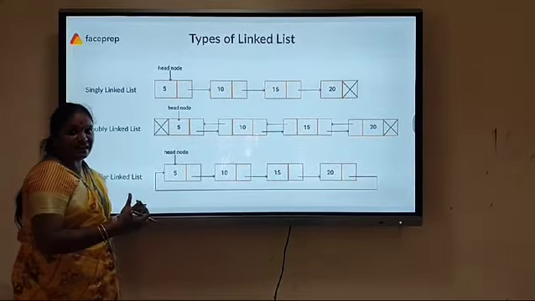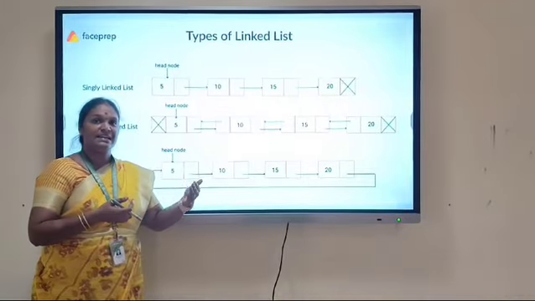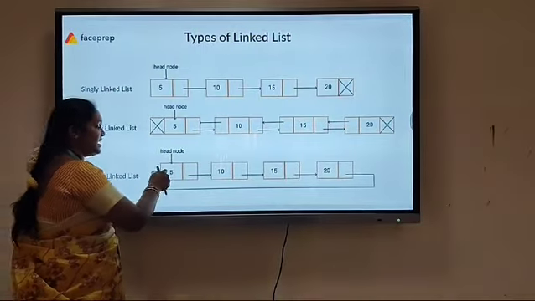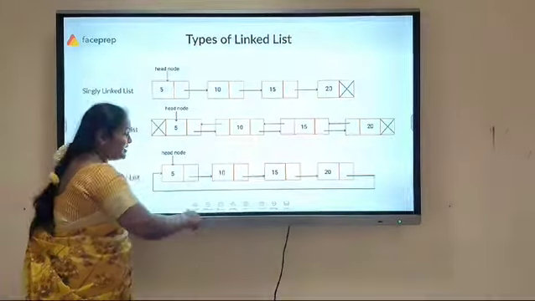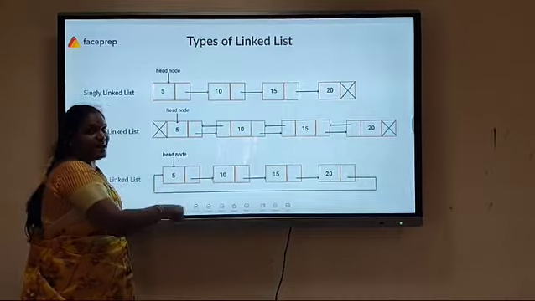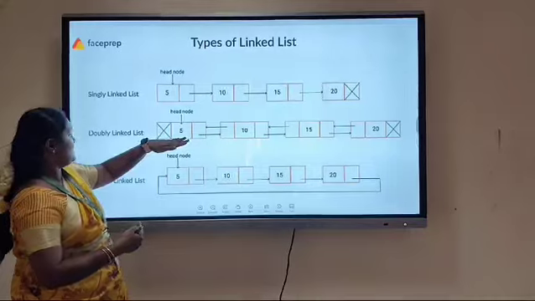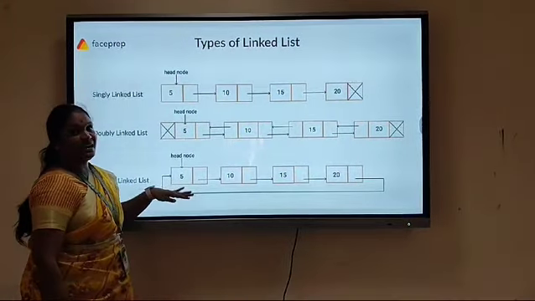What is meant by a circular linked list? The difference between the singly linked list, doubly linked list, and circular linked list is that in the circular linked list the ending point connects back to the starting point. They have no ending point. That is the difference between the doubly linked list and the circular linked list.